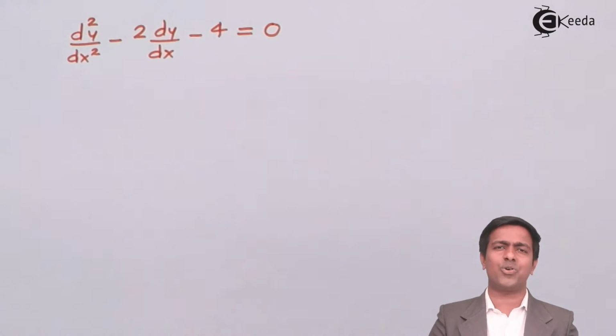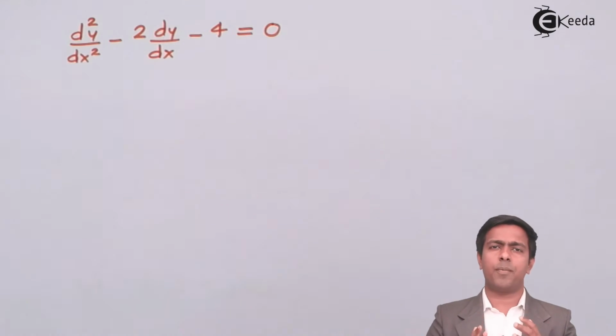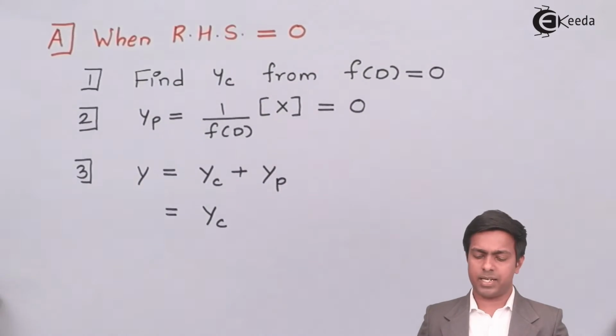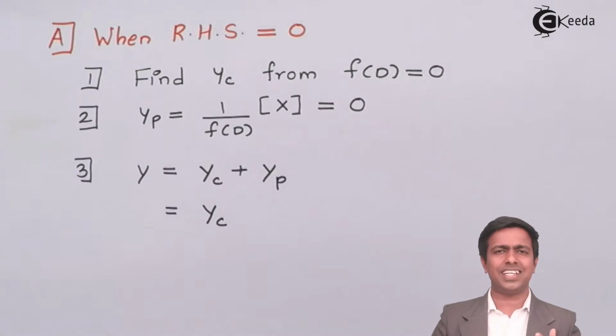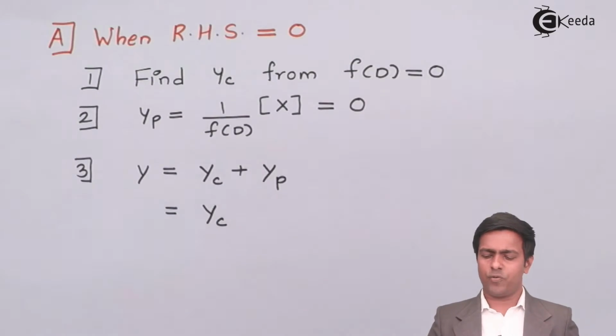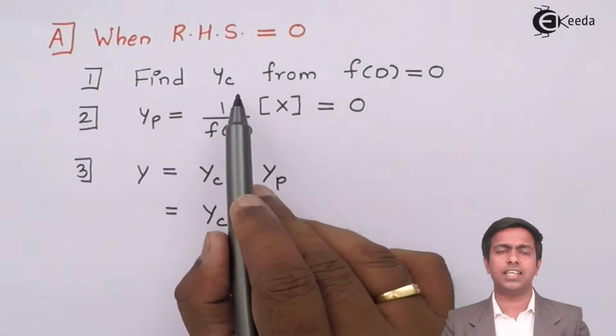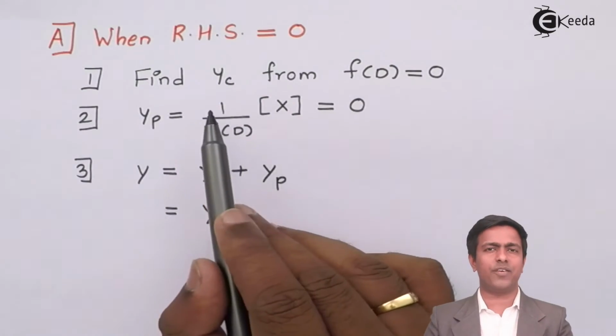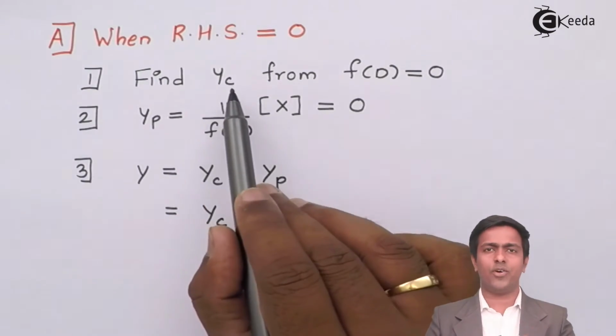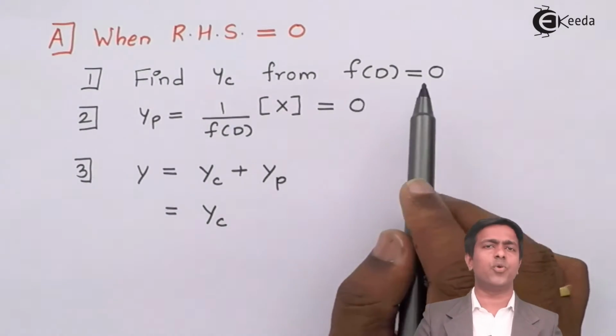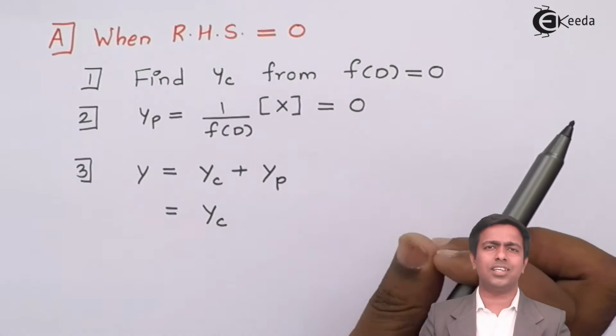Now the question is how to find out the solution of such an equation which has right hand side as 0. So before starting the answer, I'm going to tell you a few steps, and guys, you just have to follow those steps to get the answer. So here are the steps. Whenever your right hand side is 0, you first have to find out the yc, which is nothing but the complementary function, and you will find that yc from f of d equal to 0, which is nothing but the auxiliary equation.